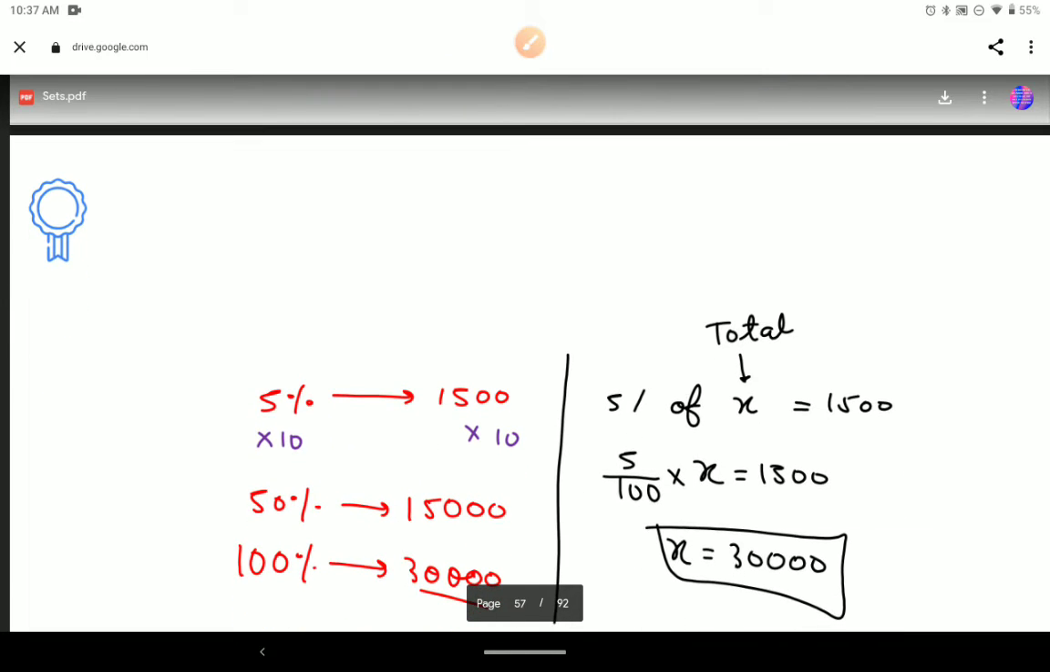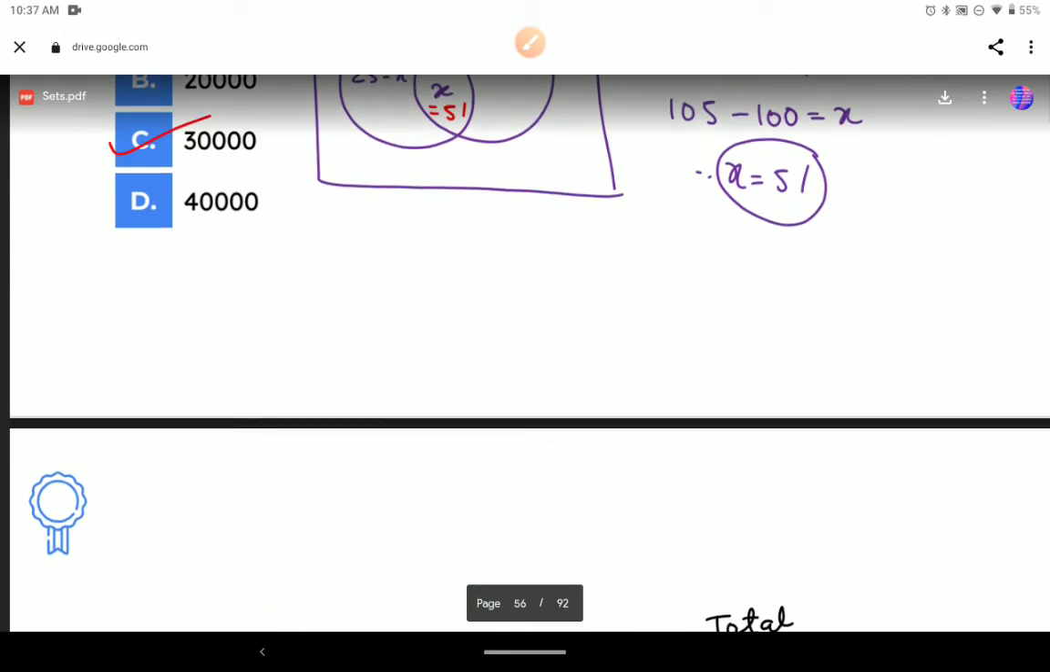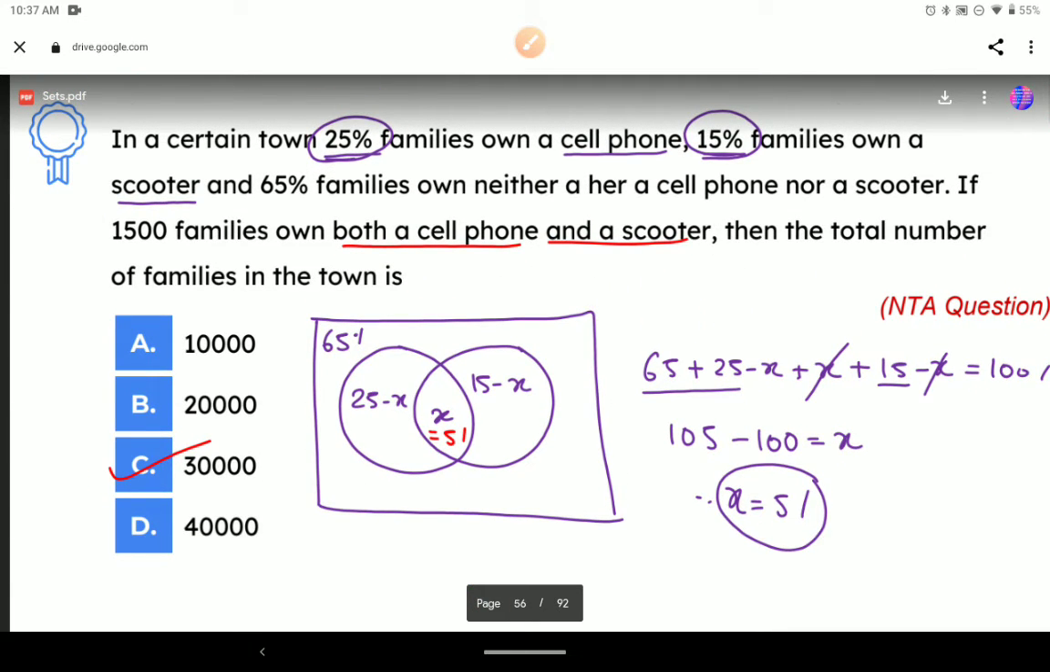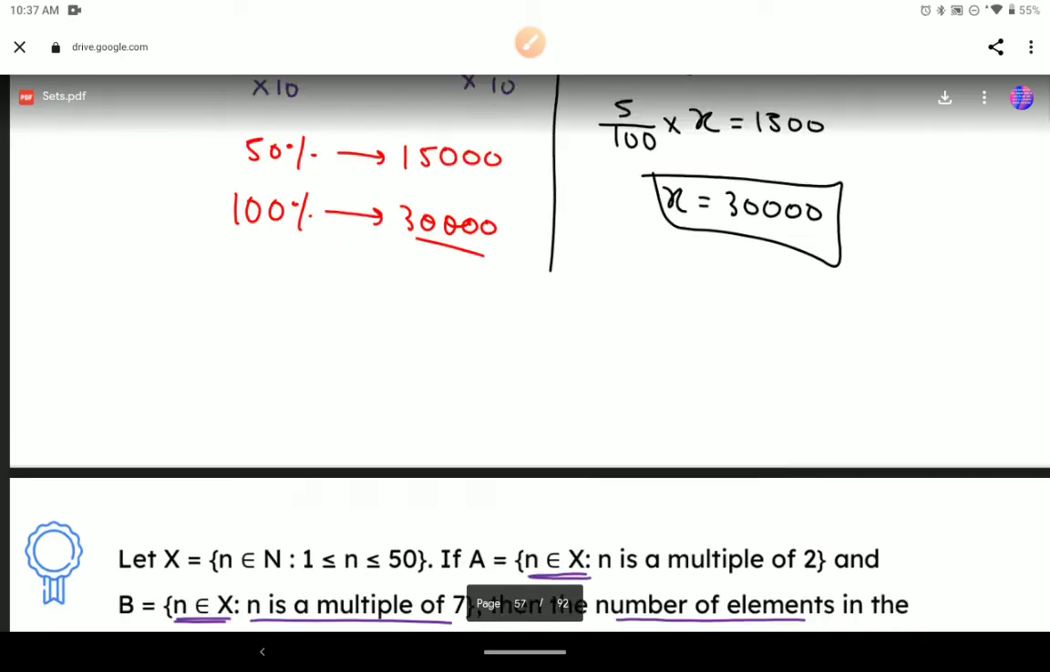Or else you can do it in this manner also. 5% of x, which is 5 by 100 into x, results in 1500. That means x results in 30,000. The total number of families present in this town is 30,000. Okay, this is as simple as that.